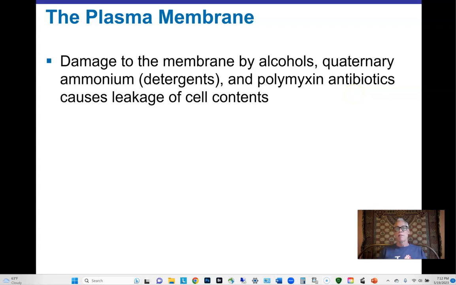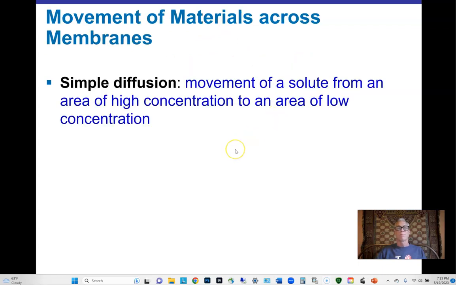They're chains of amino acids that are designed in such a way that they penetrate and damage the cell membrane. That's how the antibiotic, which means antibacterial, will damage or kill those cells, and those polymyxins work by damaging the cell membrane. All right, that was a little aside about the cell membrane.